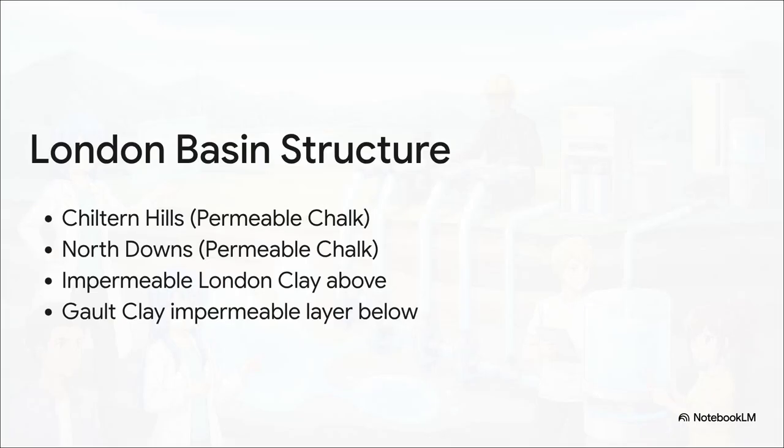The geology of London is literally a textbook example of an artesian basin. It's a massive syncline. The permeable aquifer is made of chalk, exposed at the outer edges in the Chiltern Hills and the North Downs, which is exactly where the rainwater enters. This chalk layer dips right underneath the city, perfectly sandwiched between a thick layer of impermeable London clay resting on top and another impermeable layer, Galt clay, acting as a solid base underneath.